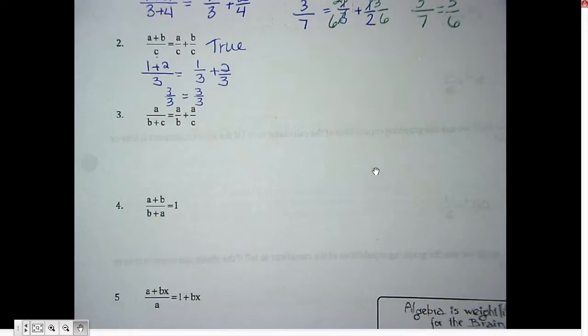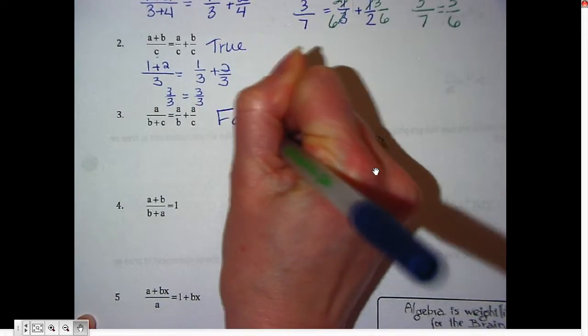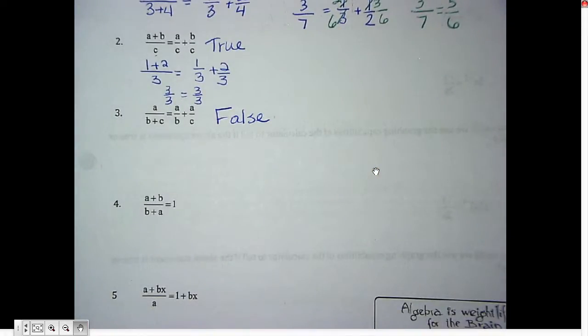The third one up here says that we have A over B plus C, and that's equal to A over B plus A over C. Is that a true statement, Austin? Yeah, that is false. Is there any way to rewrite that whatsoever? Because it says, correct the statement if possible.